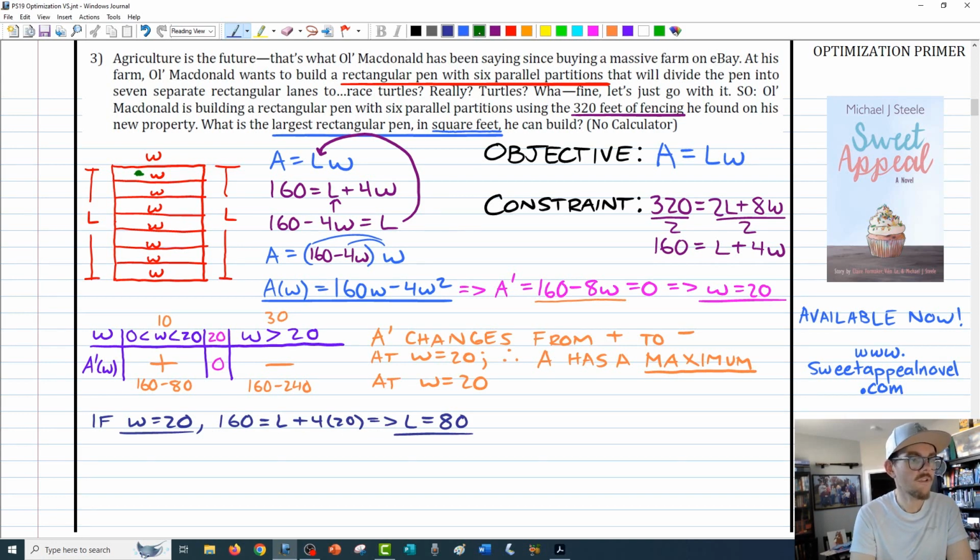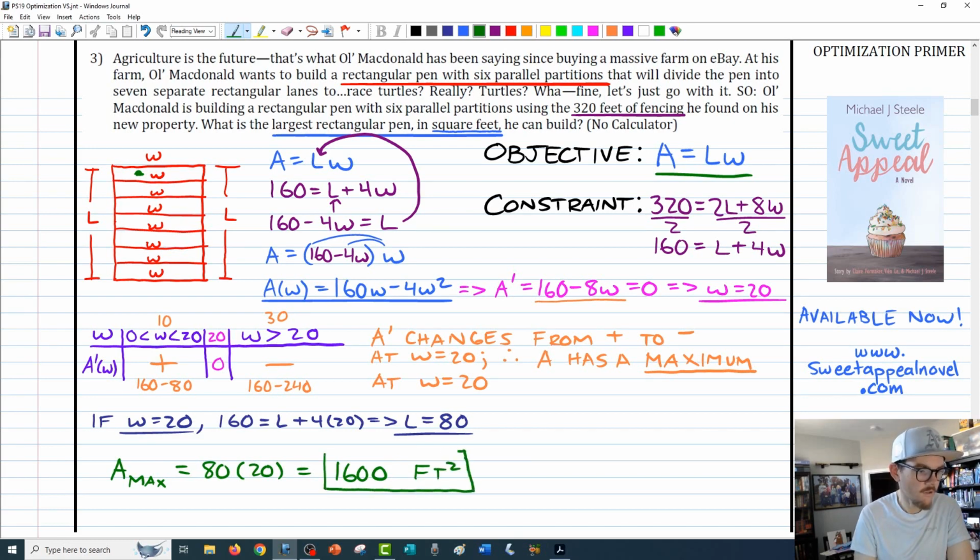The last thing we have to do then is come back up to our pen, and I'll use turtle green for this one. So A is equal to LW, so the maximum area, I'm just putting a little subscript of max in there to make it clear what this is. That is going to be equal to L, which was 80, times W, which was 20, and that is going to be 1600. Now I should include units. I guess they told us square feet, so this will be in square feet. But this is the largest area that that pen can include.